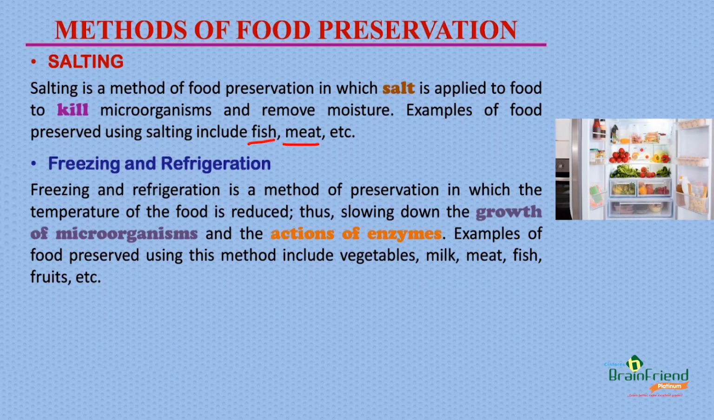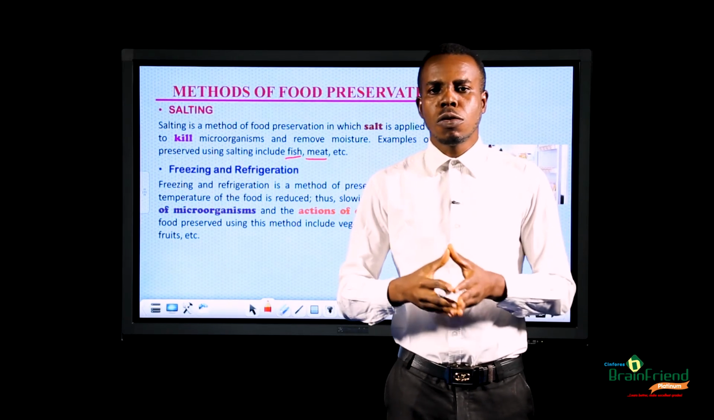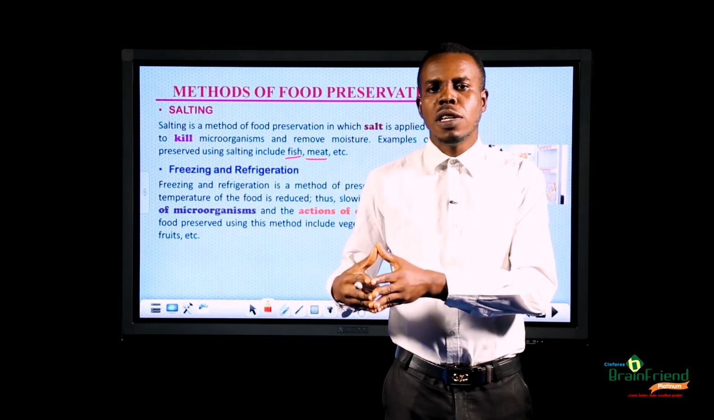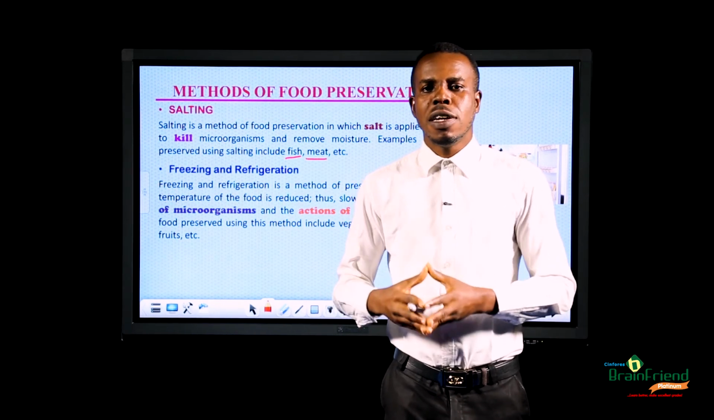Moving on, we are going to look at another method of food preservation, which is freezing and refrigeration. Freezing and refrigeration is a method of food preservation where the temperature of food items is reduced or lowered. Reduced temperature slows the growth of microorganisms that cause spoilage in food and also reduces the activities of enzymes.